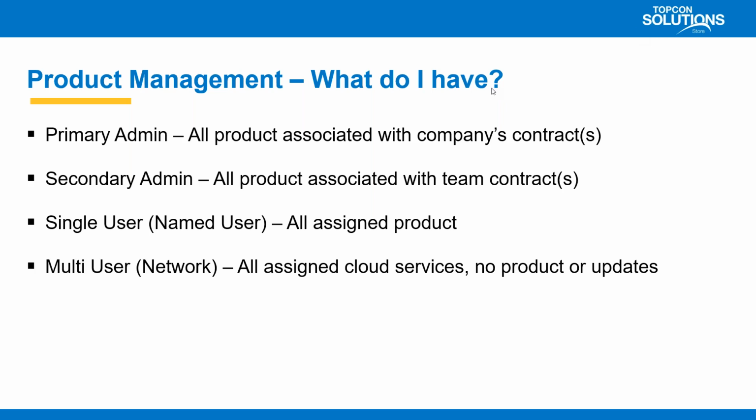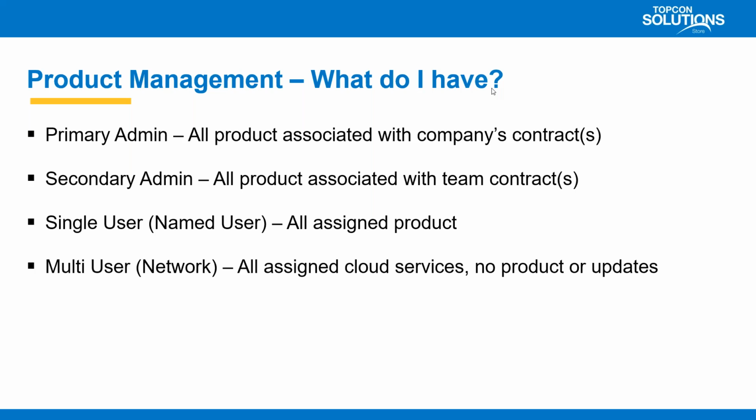So next up is product management. So once you've assigned access, once you've set up your users, what does it look like for them to get into their account? What does it look like for them to access? Able to see all seats that are assigned. They're going to be able to see all users and contracts. The secondary admin is going to be able to see all products associated with the teams that they are associated with. So by default, if you haven't modified or changed it at all, they're going to see everything that the primary admin can see. Next up is the single user, or named user model.